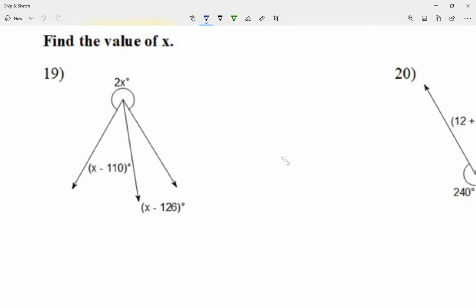Oh, now interesting. Here, what I'm going to do, I see this 2x outside. Boom, that's 2x. And I see there's one angle here and there's another angle here. What if I added everything? Let's see. What if I added everything? I'm going to go 2x plus x minus 110 plus x minus 126. If I added everything, let me emphasize this angle with this angle. Wouldn't that be the whole circle? If I add all of this, isn't that the whole circle?